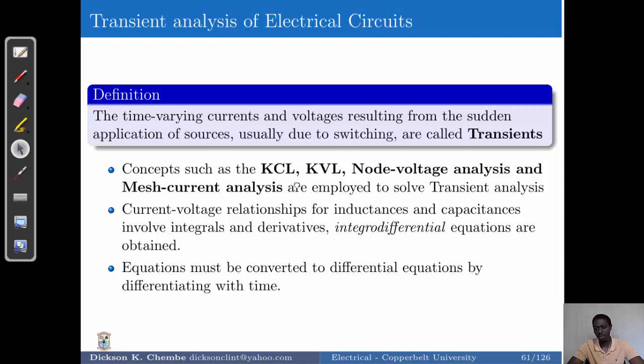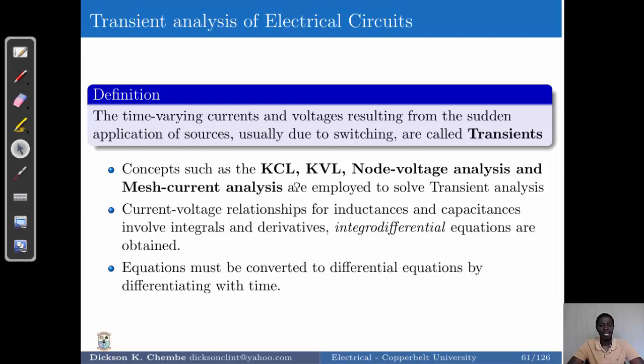If you look at the previous videos that I've done, in case you've forgotten how to solve by the node voltage method or mesh current method, I've done extensive analysis on those methods. You can go back and watch the previous videos to get you back in form.